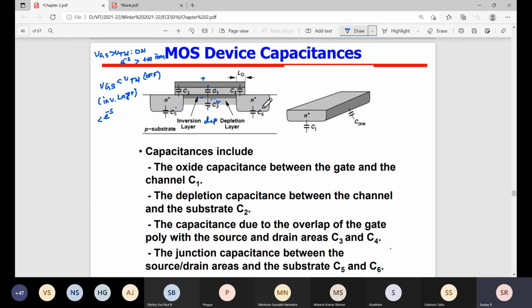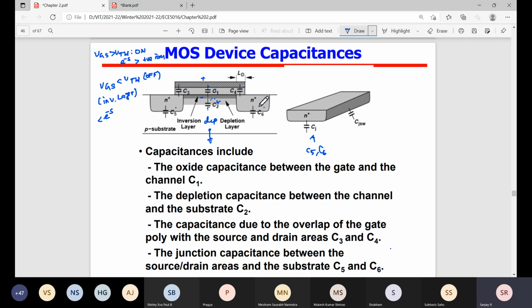Similarly, C5, C6 are depletion capacitances. Depletion means P-N junction depletion. You can see N plus and P substrate, depletion capacitance. The P substrate is always connected to ground. So these two P-N junctions are in reverse bias. Reverse bias means depletion capacitance, or simply junction capacitance. You can see this is a junction capacitance, C5 and C6. So this is the depletion one.